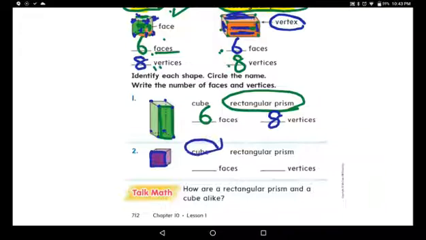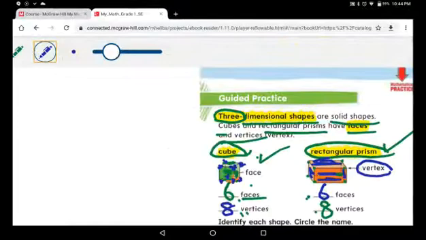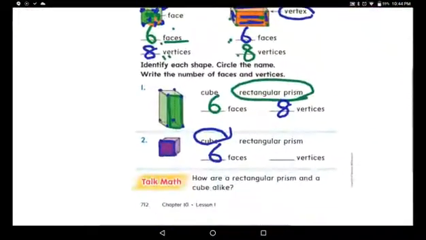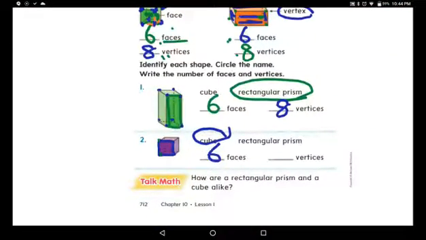Great job. So let's think a little bit. How many squares did I use to make the cube? I used 6 faces. Great job. Now let's count the vertices. I will choose another color to make it clear. Now, 1, 2, 3, 4, 5, 6, 7, 8. 8 vertices. So, 6 faces and 8 vertices for both the rectangular prism and the cube.